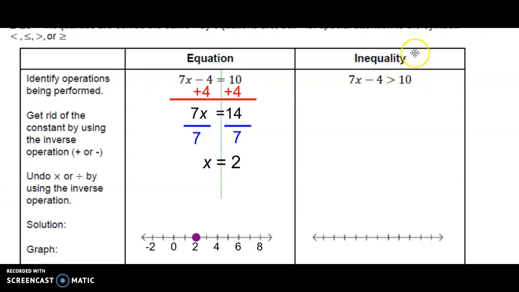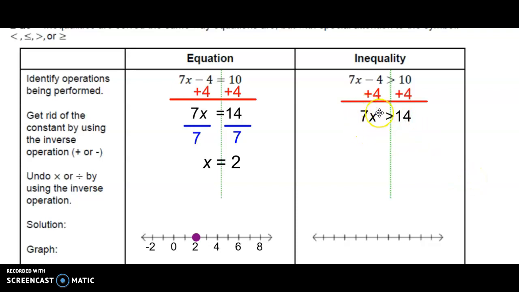An inequality is very similar. We have our sides of our balance, and we have an expression on both sides. My first step, I need to get rid of my constant, adding 4 to both sides. 7x, in this case, I'm not dragging down an equal sign, I'm dragging down my symbol, which is a greater than symbol.